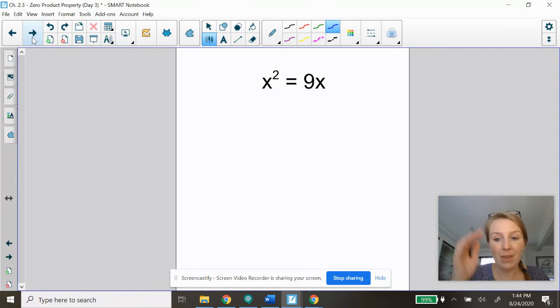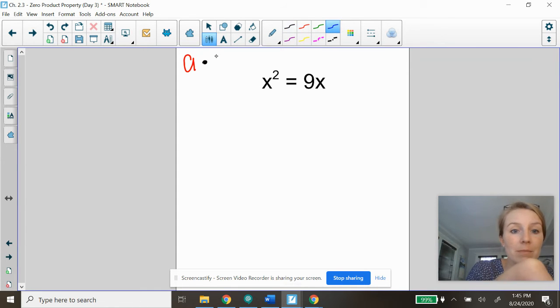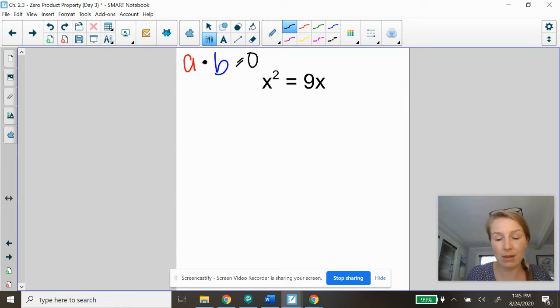All right, here we go. All of a sudden, we're missing the 0. Okay, remember what we said in day 2. X squared, x, and nothing else means that we're going to use ZPP. Well, that's what we have. I have an x squared, I have 9x, and I don't have anything else. But remember, in ZPP, we want to go back to that A times B equals 0. So I need to get my 0 somehow.